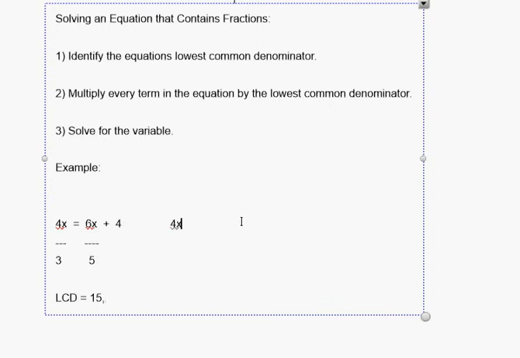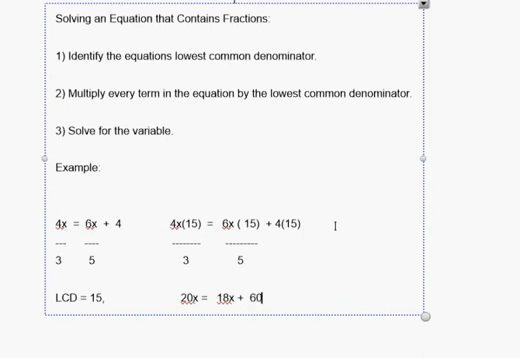So we will do 4x times 15 equals 6x times 15 plus 4 times 15, and every term that had a denominator, you put that in, so we have that 3 and that 5, but now we can simplify and no longer have fractions. And when we do that, we get 20x equals 18x plus 60.